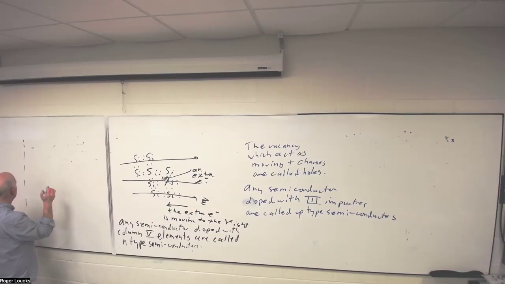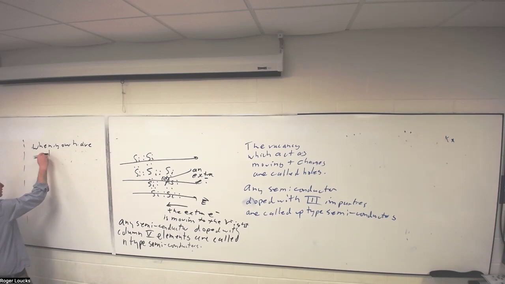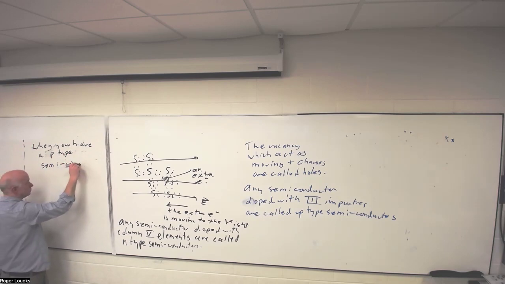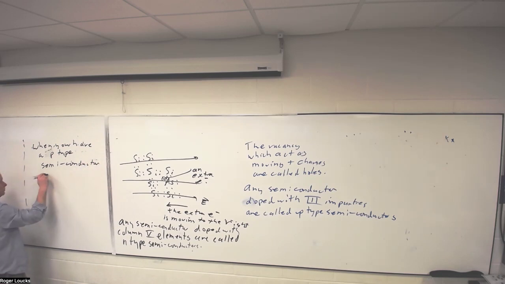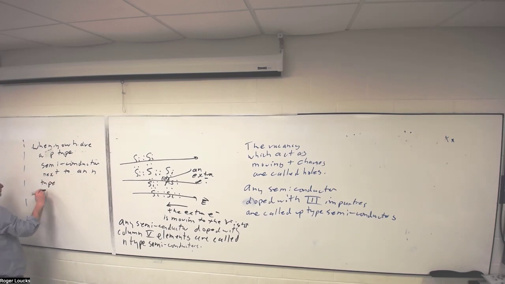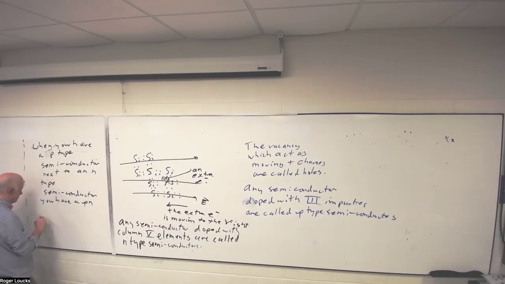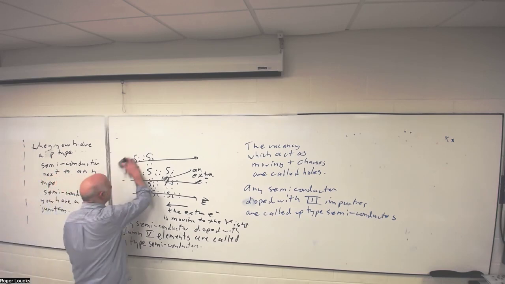So when you have p-type next to n-type, you have a p-n junction. Let's see what the deal is for that.